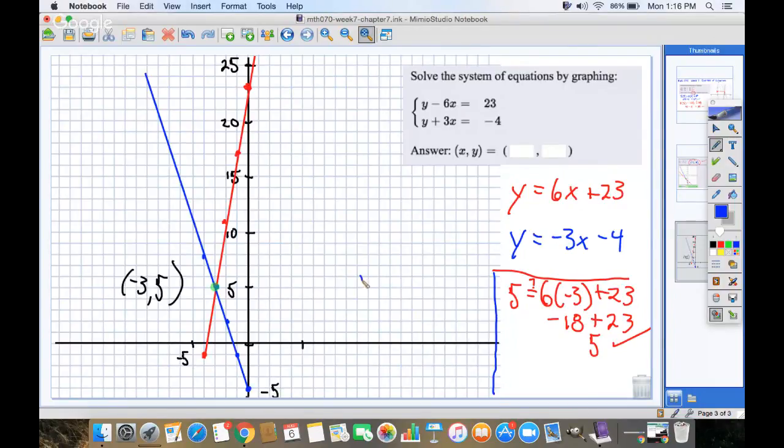For the other one, let's plug it in the blue one. y is 5, we believe. -3 times x is -3 times -3 minus 4. Hopefully, negative times a negative is a positive. 9 minus 4 is definitely 5, and check. It checks out in both of them. So I did find the solution. It is -3, 5.